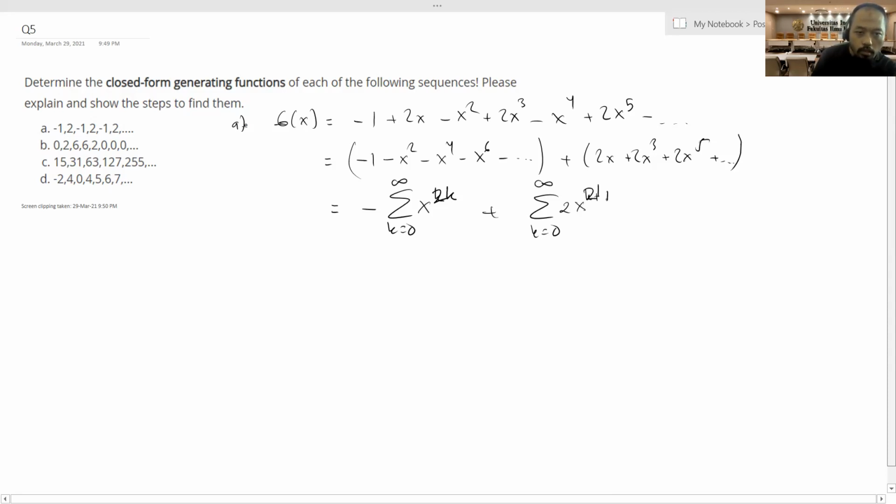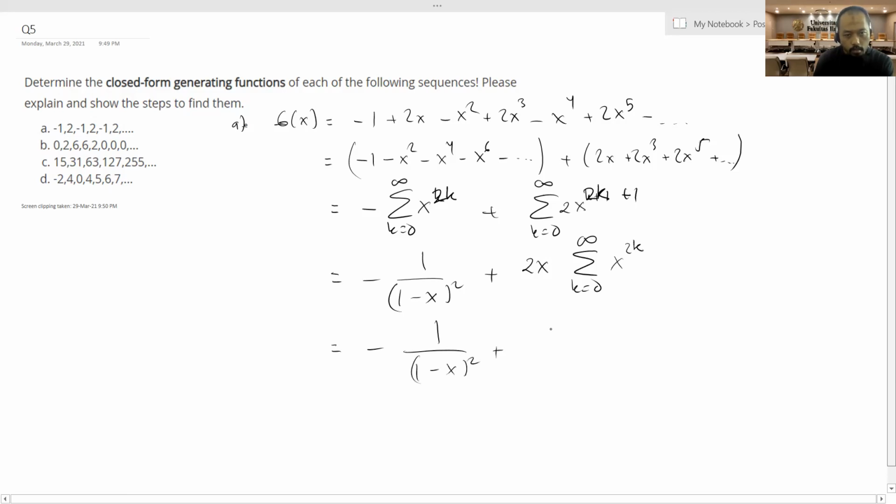So you should say 2k plus 1. Now, this is equal to minus 1 over 1 minus x squared, and this left part is 2x times the sum of k from 0 to infinity x to the k, which is of course 1 over 1 minus x squared plus 2x over 1 minus x squared, and this gives us a solution: 2x minus 1 over 1 minus x squared. So that's g(x) for part A.